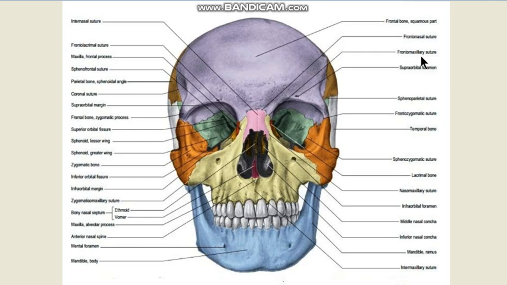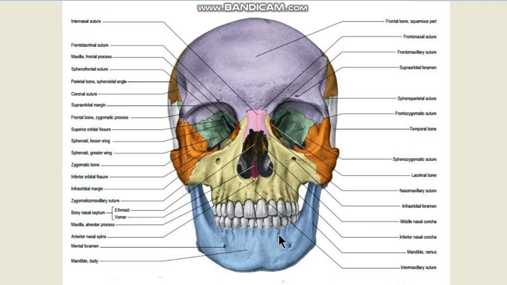The mandible is the largest bone of the facial skeleton and it is also the largest bone of the skull. Before we go into the mandible separately, let us take a look at the mandible along with the skull. Now this is a frontal view of the skull with the mandible.